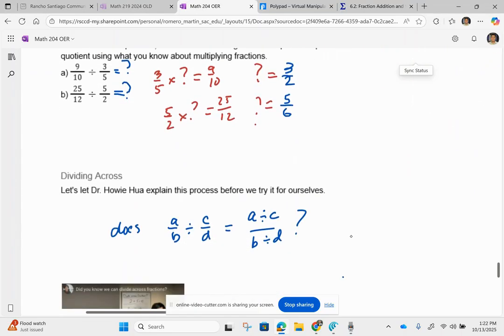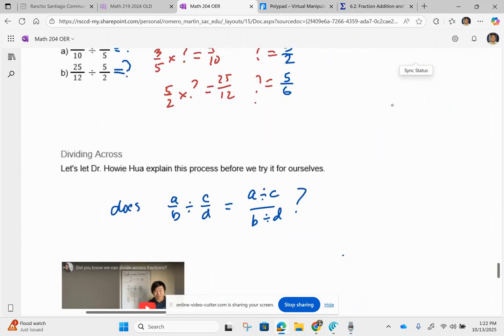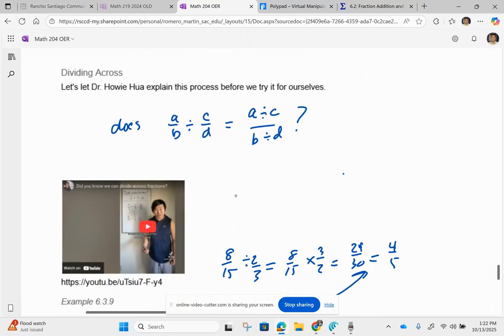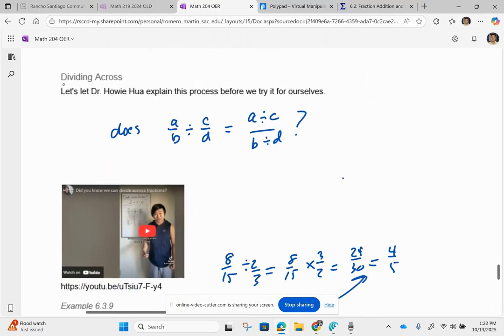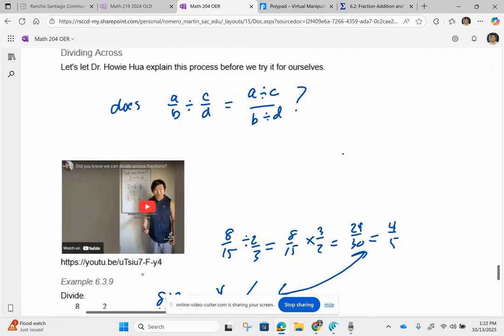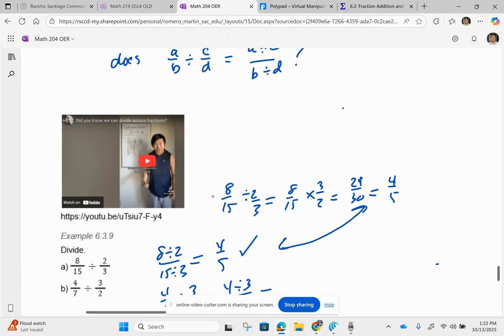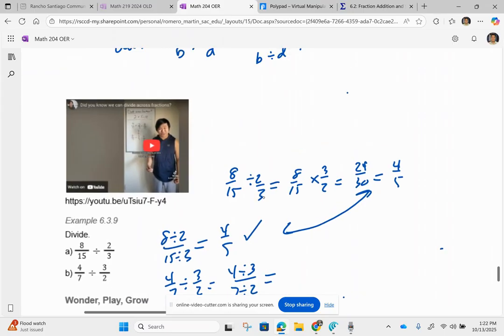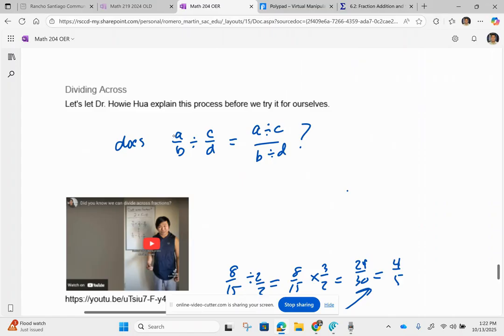And here's another way that often surprises many people. It's what we call the dividing across method. If you get a chance, play this video by our favorite math educator. What we see is that we could just divide across, actually. A over B divided by C over D, is that equal to A divided by C over B divided by D?